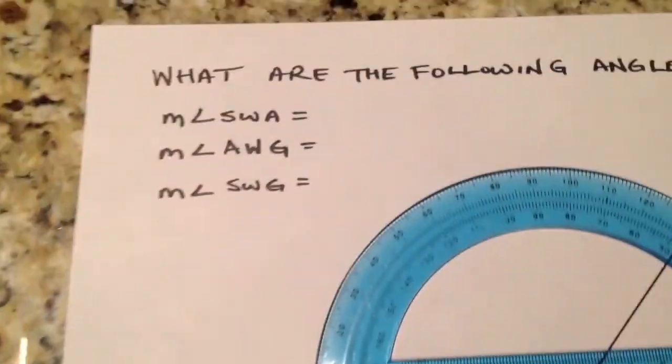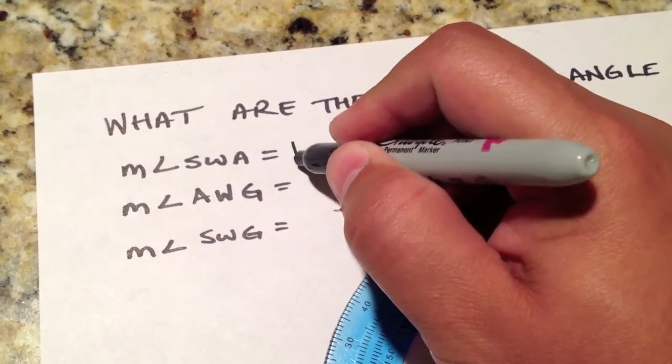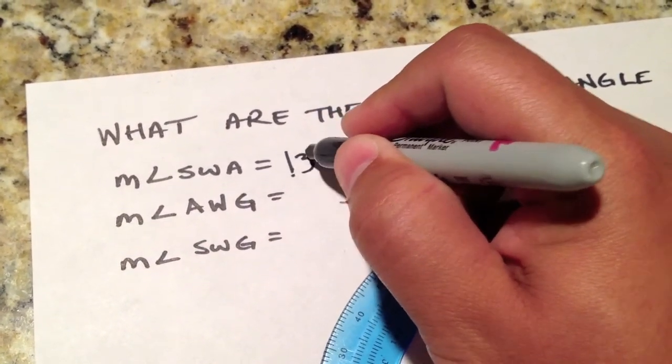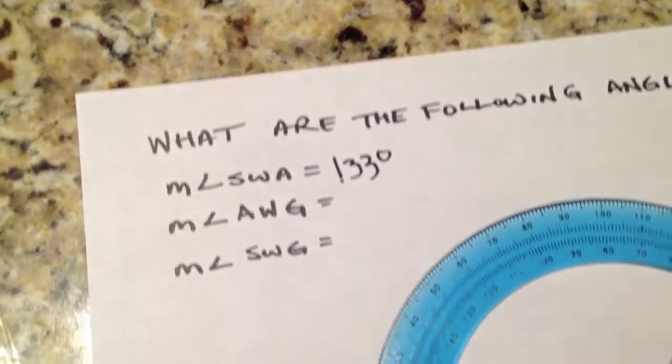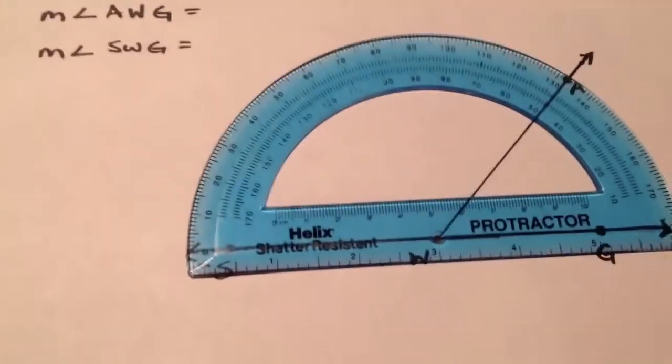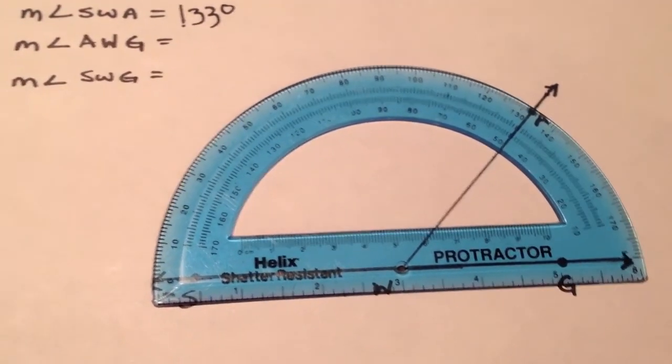Based on what you previously know with angle measures, you understand that 133 is an obtuse angle, an angle greater than 90 degrees. And again, we write in degrees. So that is a logical statement that that is 133 degrees.